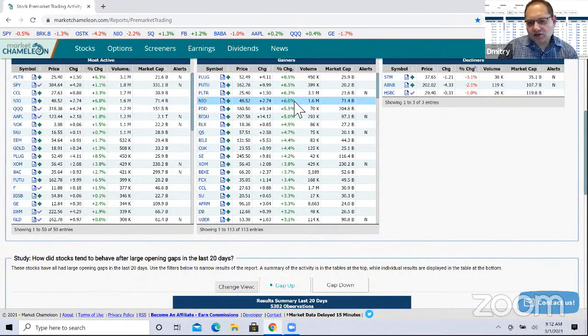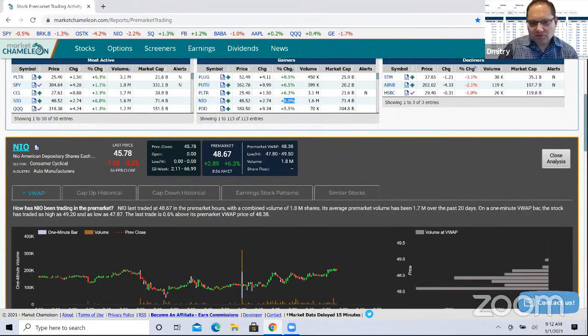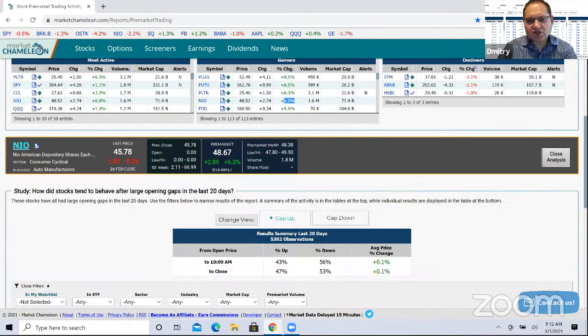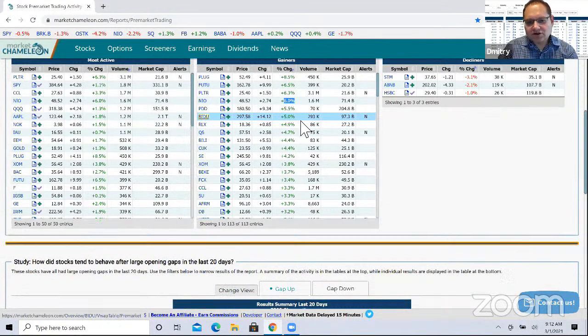NIO up 6%. I think they're reporting earnings today after the market close. Yeah, they are. All right, we'll get to the earnings. Maybe we'll mention NIO. Baidu up 5% in the morning. I think it had some news here, and it's interesting.